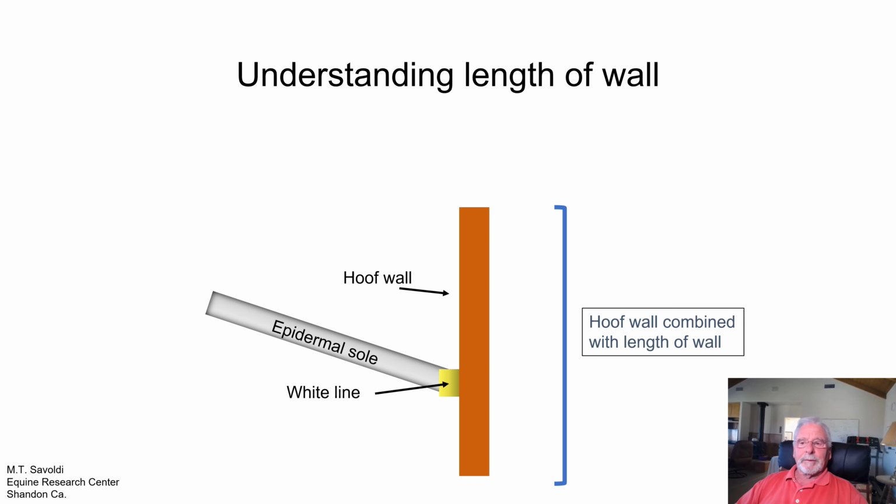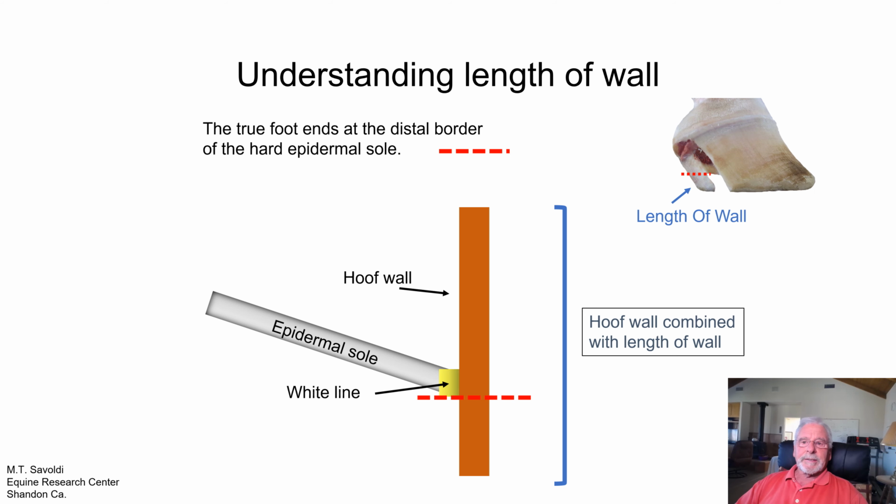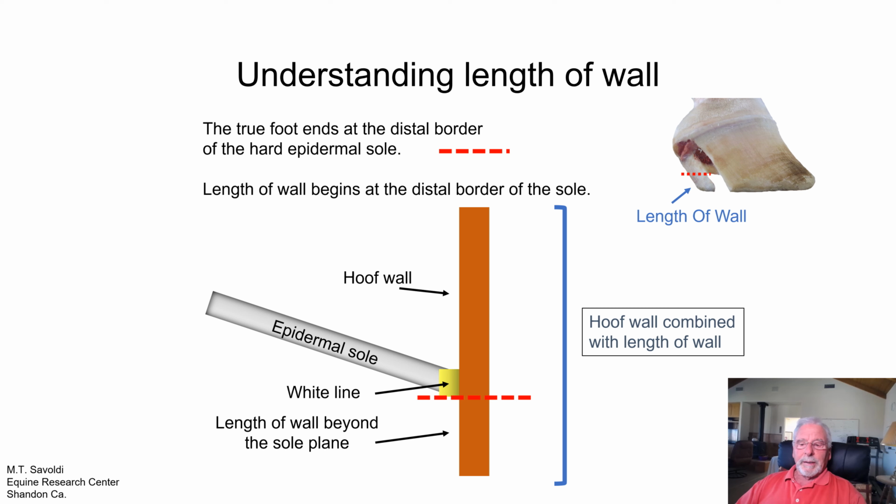So some very simple cartoon. Here we can demonstrate a hoof wall. We have the epidermal sole and the white line. We're going to talk about introduced length of wall, what that means. So the true foot ends at the distal border of the hard epidermal sole. So distal is the bottom. And this would be the bottom of the hard epidermal sole, the distal border, and that's where the true foot ends. If we look at length of wall beyond the sole plane, that simply means at the distal border of the sole.